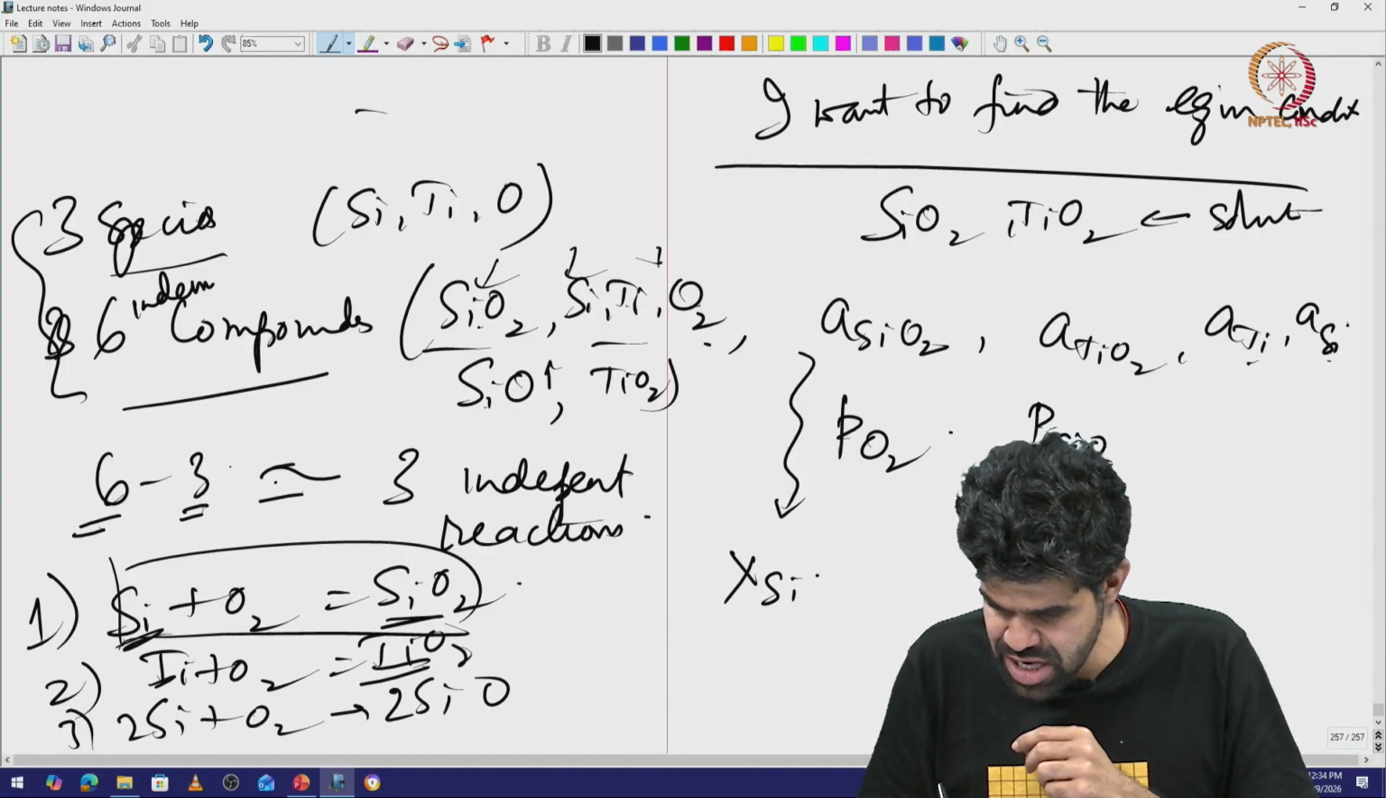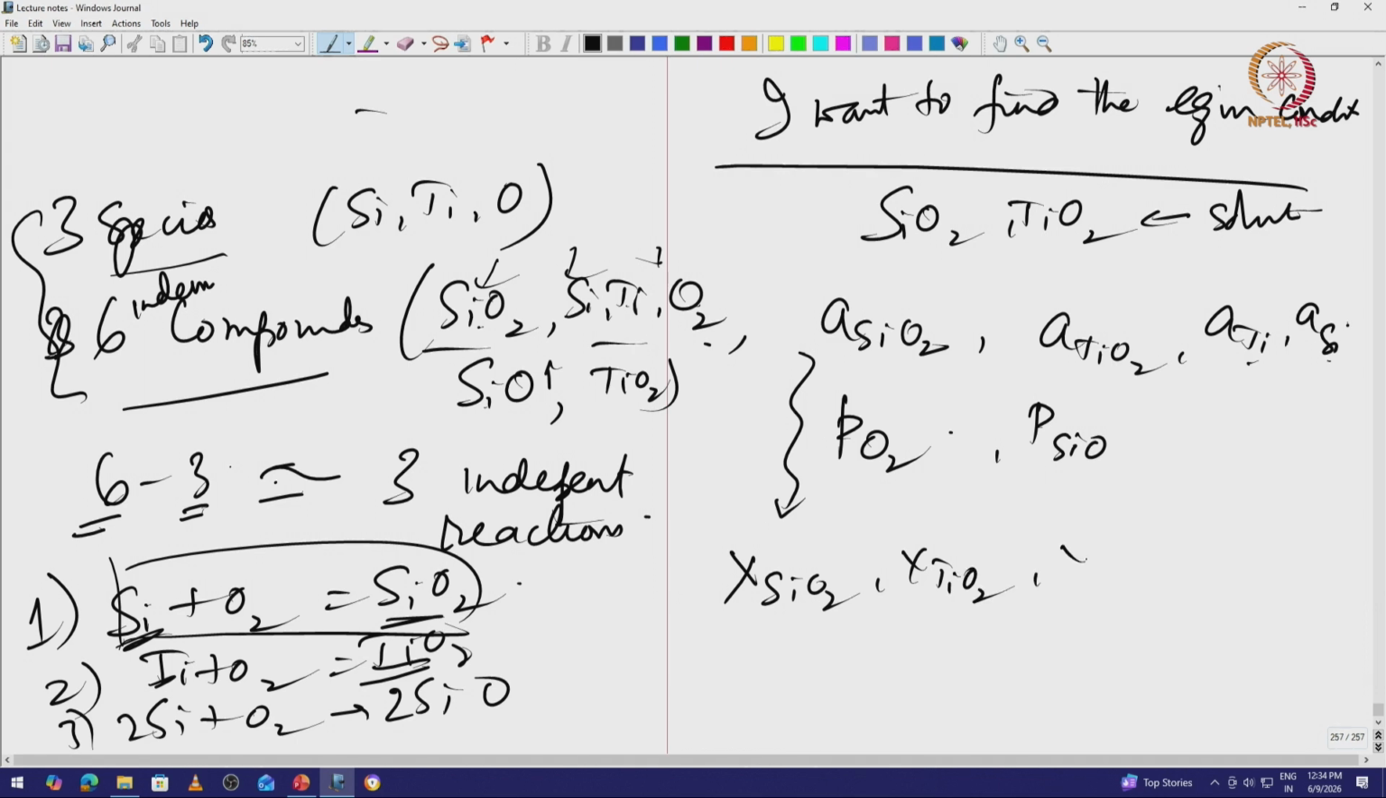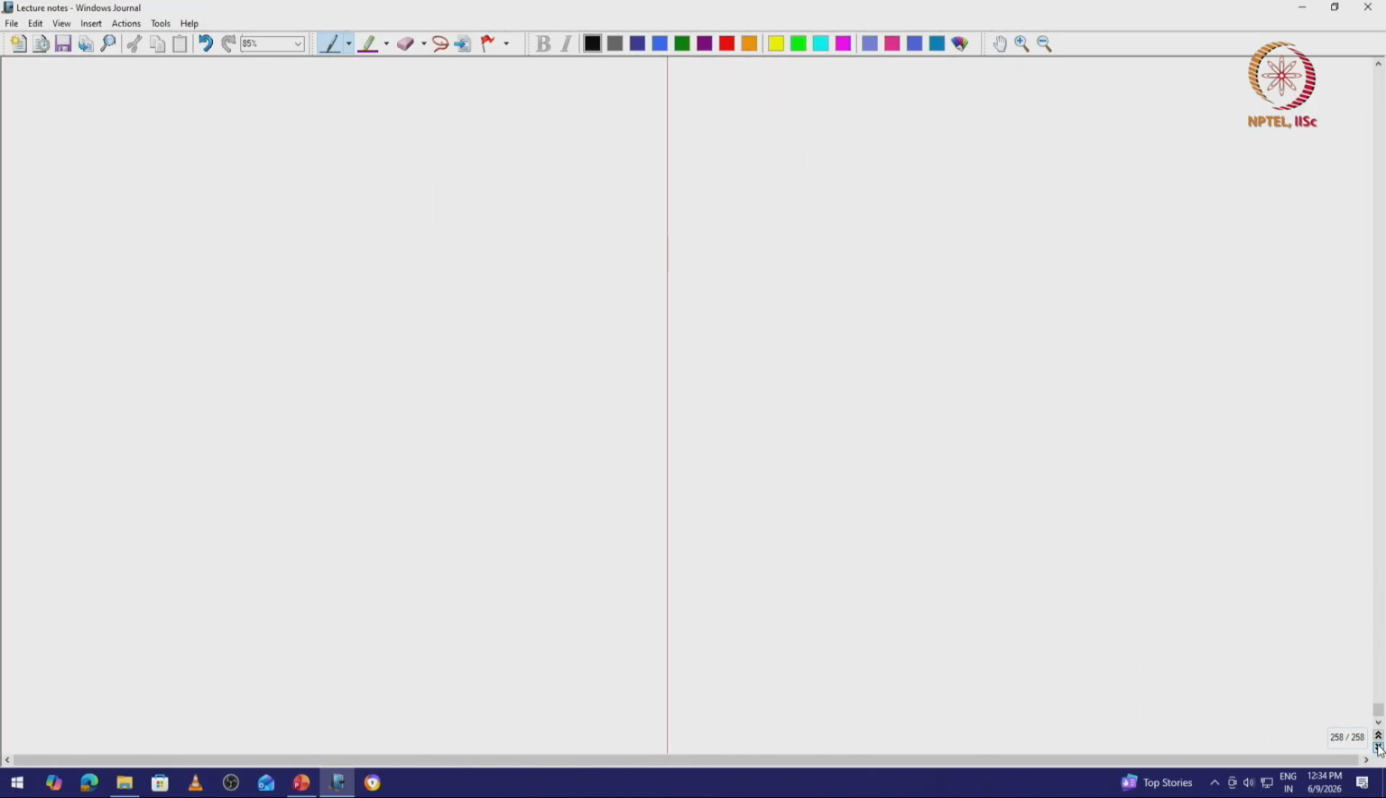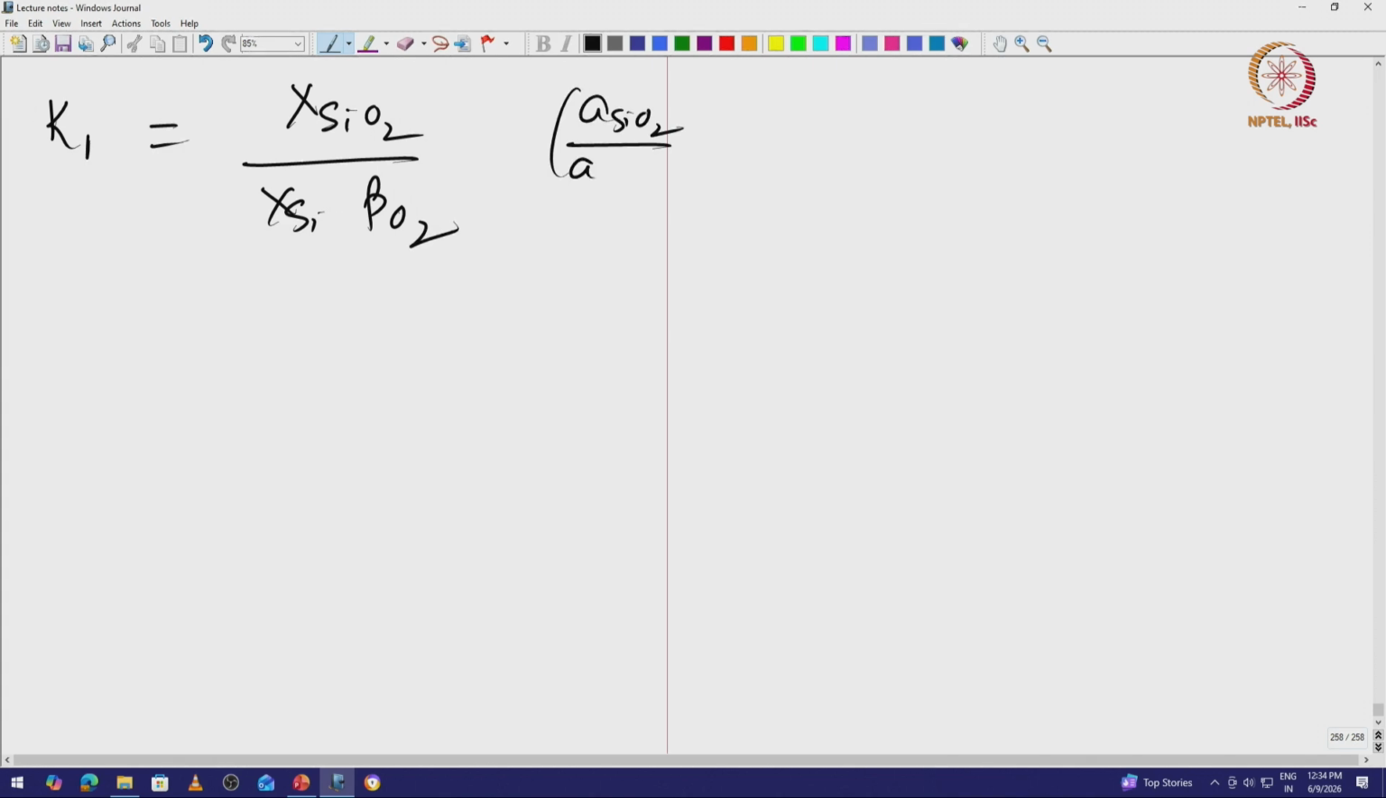So I have XSiO2, XTiO2, XTi, XSi, right, PO2 and PSiO, these are my unknowns. I need to find all these values at equilibrium, okay. So that is cut short for us, right. So now I have 3 reactions. The first reaction has equilibrium constant of K1, and that is just XSiO2 by XSi times PO2, right, or equivalently I can also write activity of SiO2 by activity of Si times PO2, right. So the fugacity of oxygen, okay.